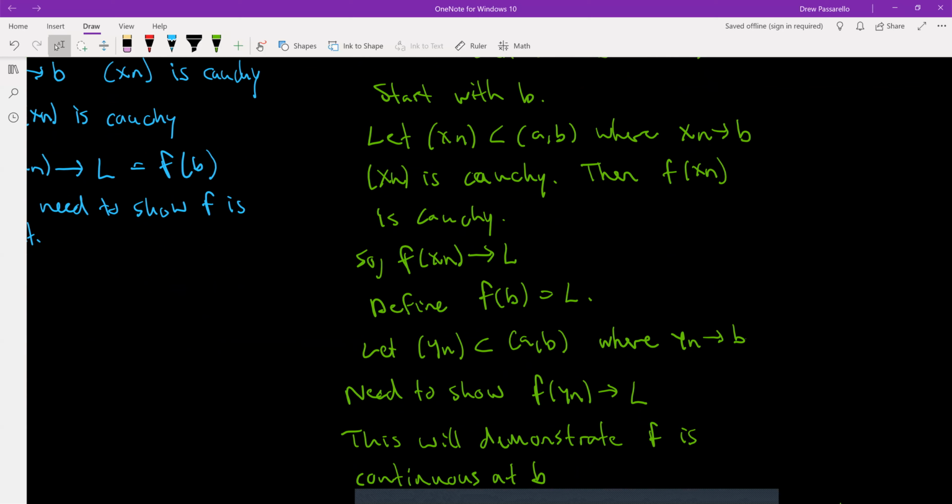For endpoint B, let xn be a sequence where xn converges to B. Since it converges to B, xn is Cauchy. And then that means f of xn is Cauchy by a previous theorem. So since it's Cauchy, f of xn converges to some value L. Define f of b to equal L.